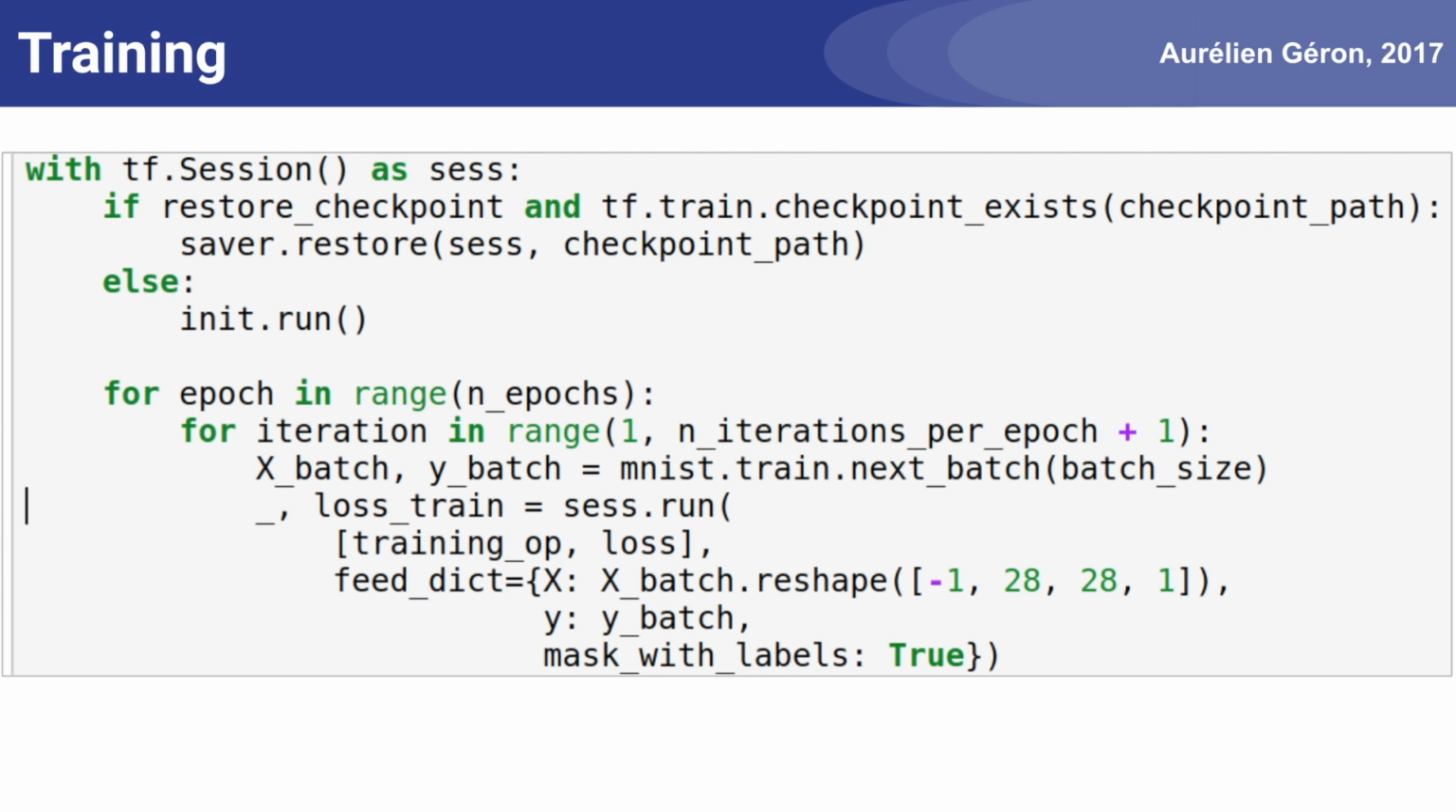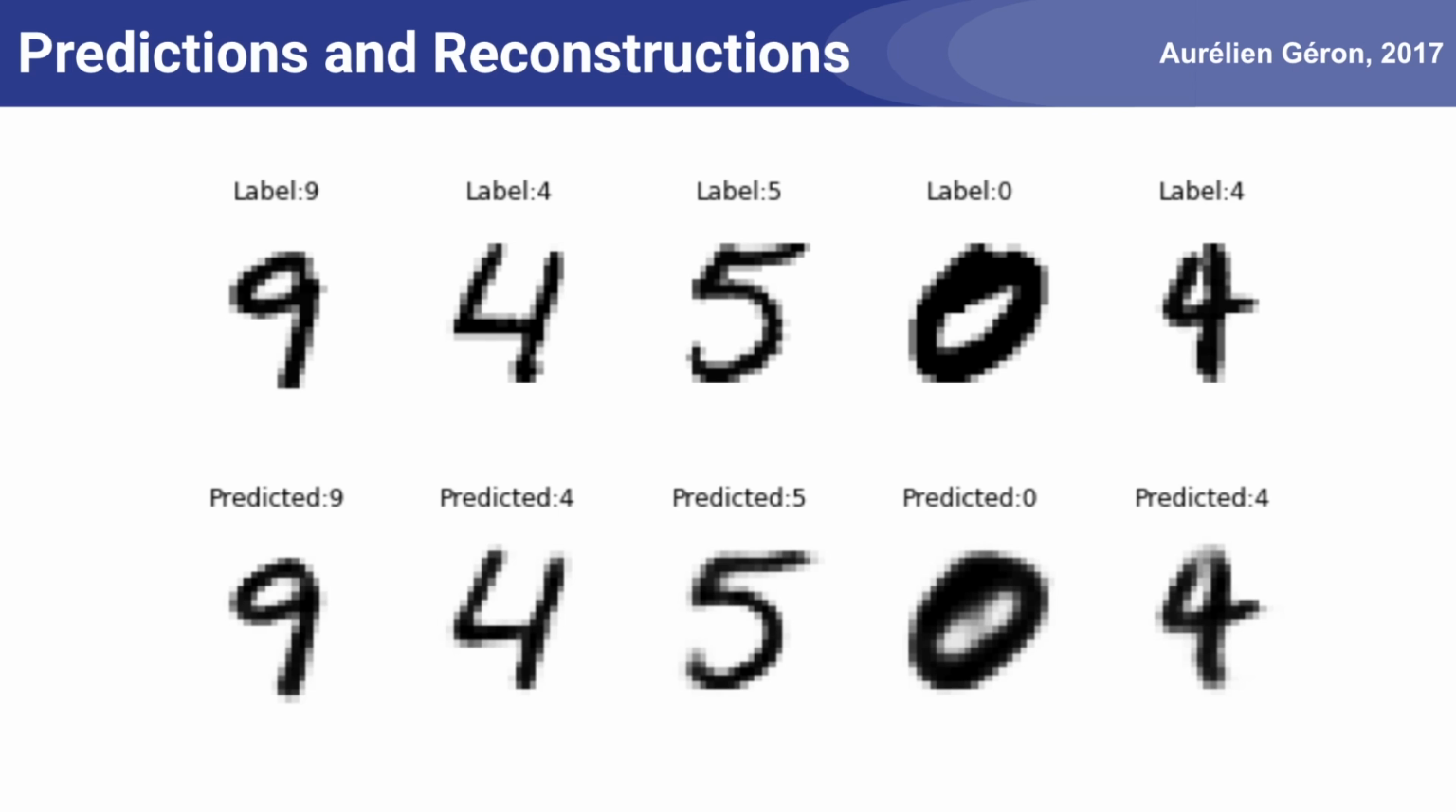In the notebook, I also added a simple implementation of early stopping, and I print out the progress, plus I evaluate the model on the validation set at the end of each epoch. But the most important part is here. After training, I just run a few test images through the network and get the predictions and reconstructions. As you can see, the predictions are all correct, and the reconstructions are pretty good. They're pretty close to the original images, except that they're slightly fuzzier, as you can see.